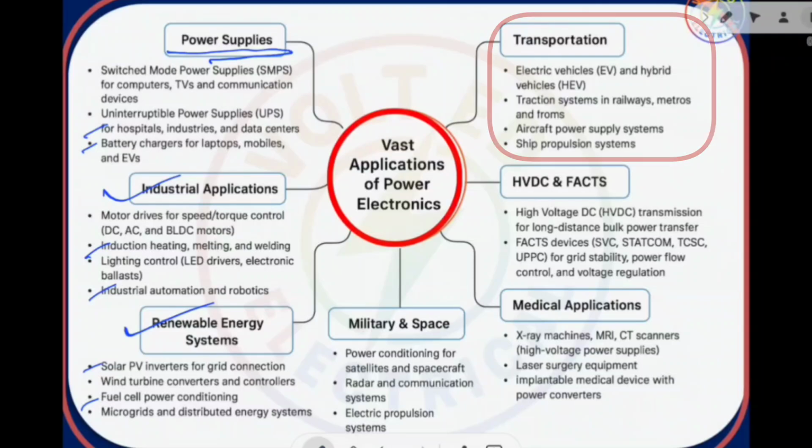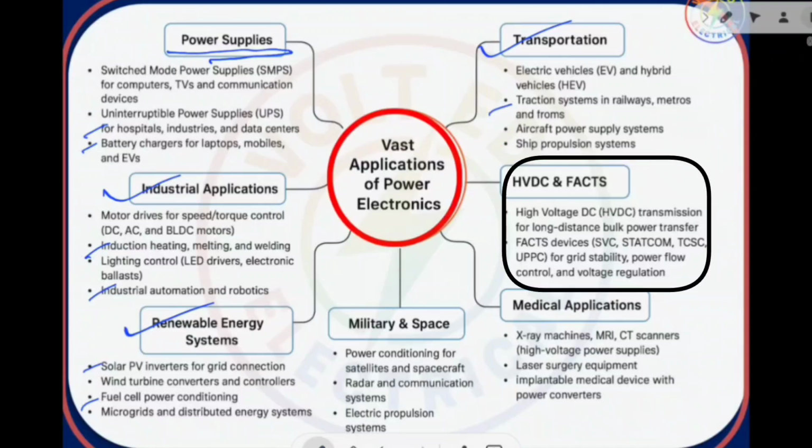Now, if we talk about transportation, electric vehicles and hybrid vehicles cannot exist without power converters, for battery charging, motor drives and control. In railways, metros and trams, traction systems use power electronics for propulsion. Even aircraft and ships rely on power electronic supply systems for safe and efficient operation.